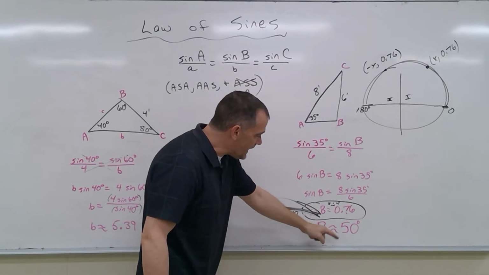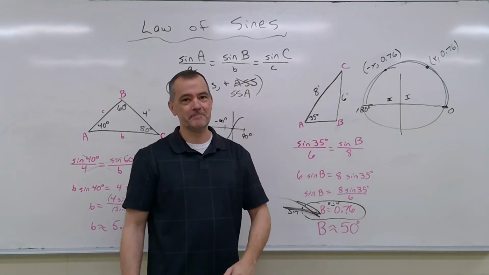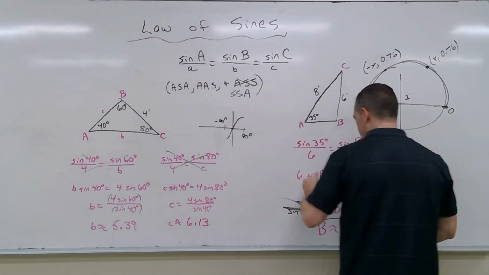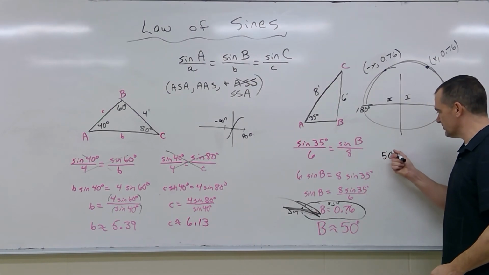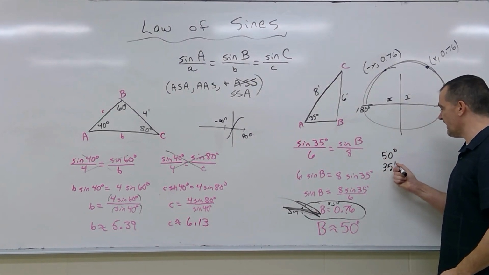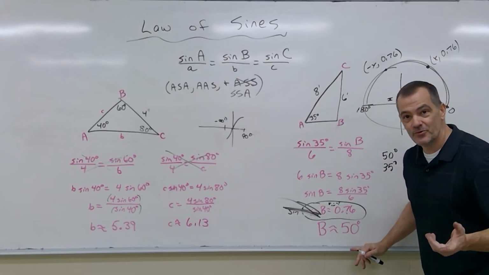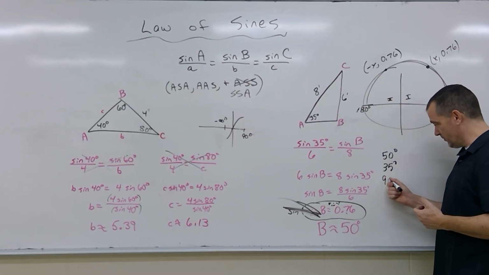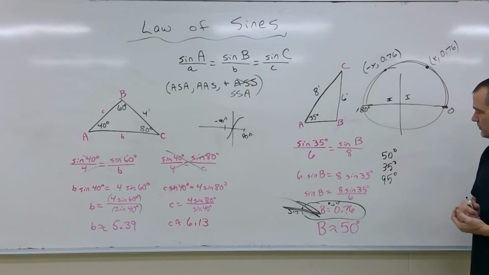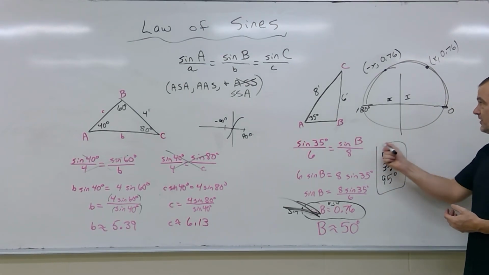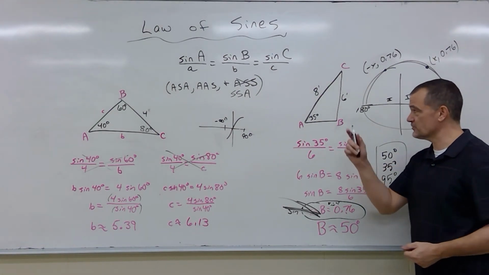So once we got 50 degrees, keep in mind, we're saying that this triangle could have an angle of 50 degrees, an angle of 35 degrees, so that would be 85. So what's that? 95 more would be 180 degrees. Checking it real quick. So there's our three sides, or three angles of that triangle.